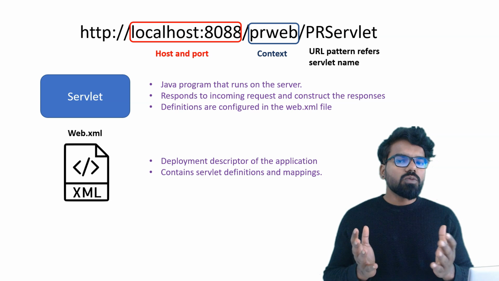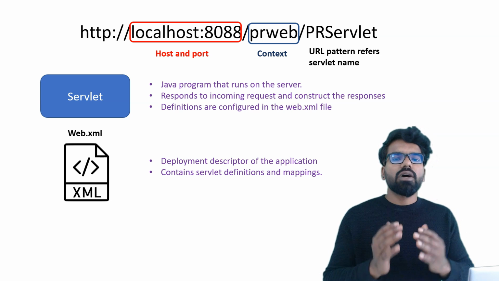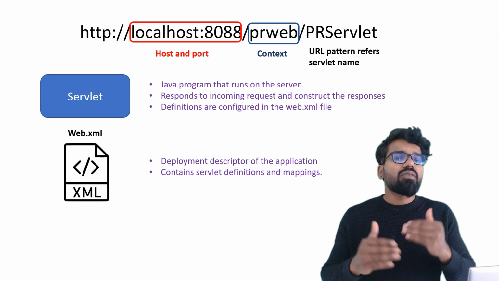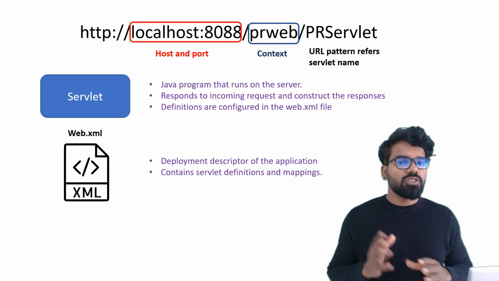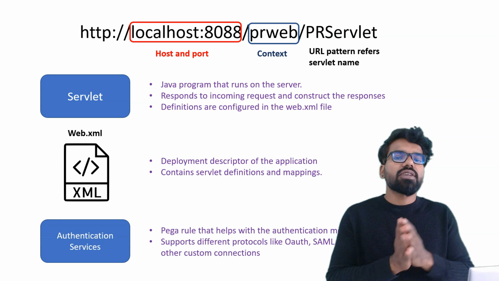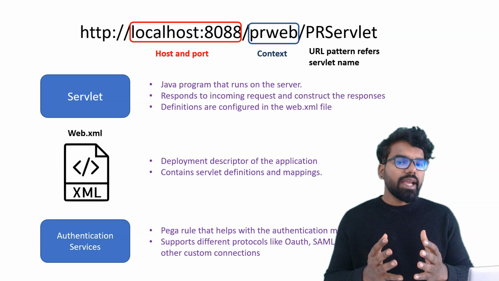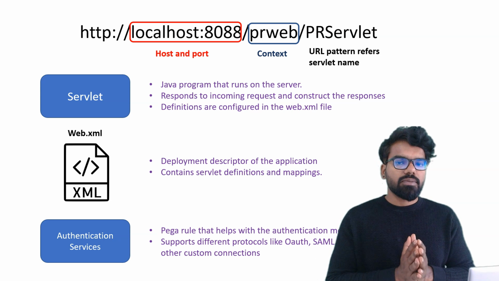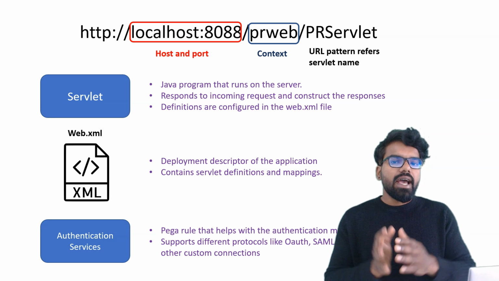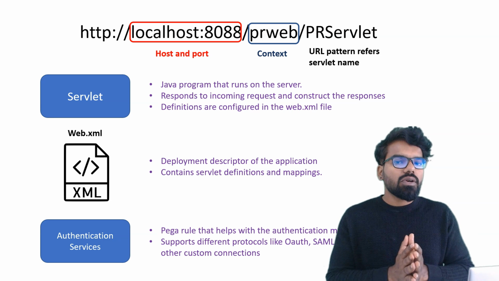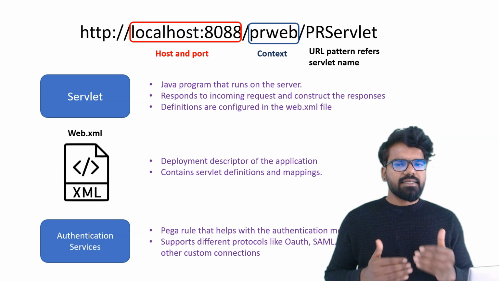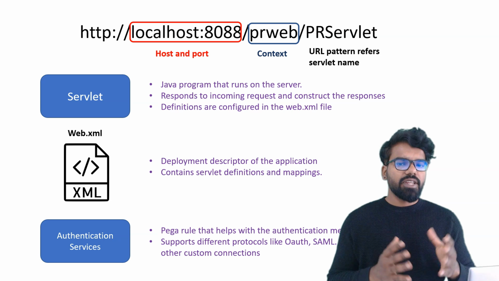Okay, now that we know servlets are defined into the web.xml, are these really sufficient to implement any kind of authentication service in Pega? No, there is also one more rule. We call it the authentication service rule in Pega. This rule helps with the authentication mechanism. As I told, Pega supports different protocols out of the box, and you can configure all those protocols in the authentication service rule. Okay, now how do all these get interconnected? We'll also see it very shortly.